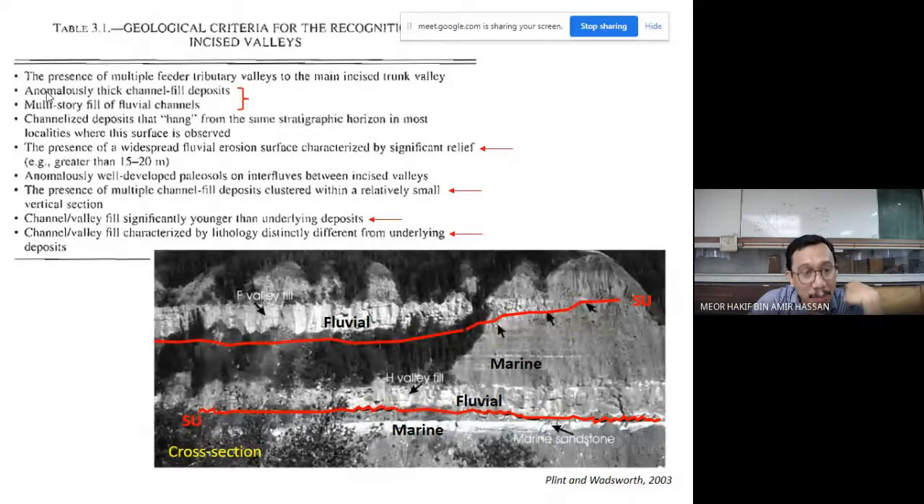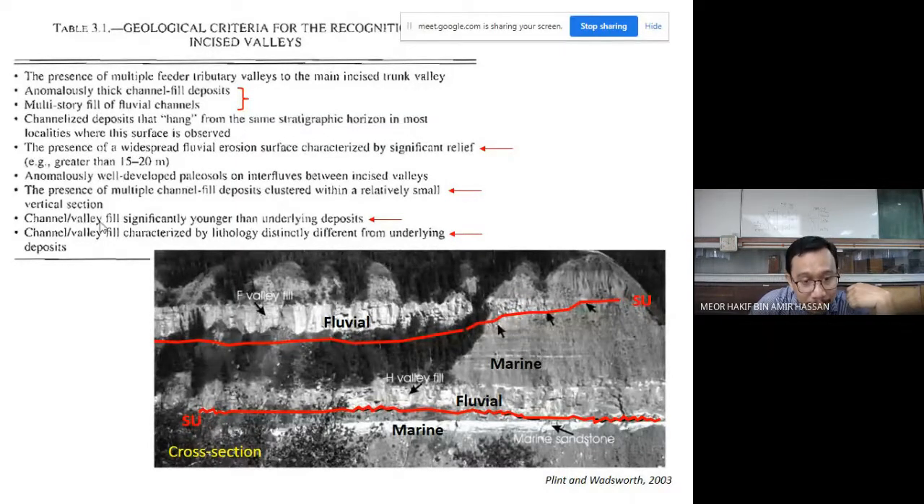First, anomalously thick channel deposits. Quite thick here. This is going to be something like 30, 40 meters. Those are trees. Multi-story fill of fluvial channels. It's more than one channel deposit. It's not a single channel deposit. It's stacked on top of each other. You have the presence of multiple channel fill deposits clustered within a relatively small vertical section. So it just means the same thing as amalgamated.